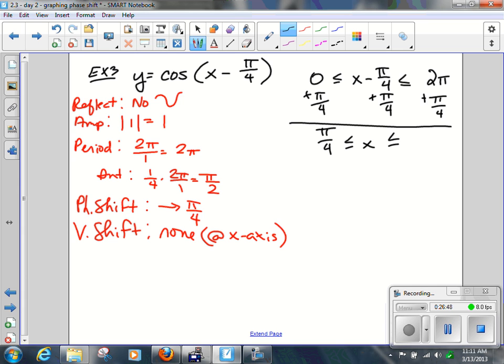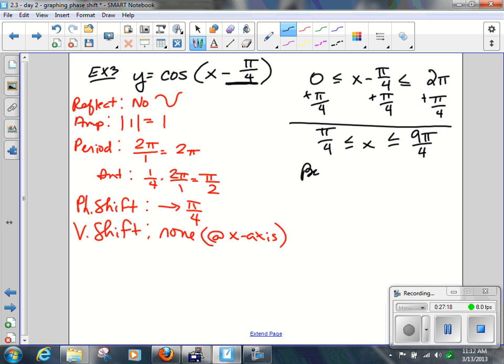Do you guys agree with that? Because phase shift is this piece right here. It's going to be opposite, right this amount right there. So it's going to be right pi over 4 units. All right, so now let's see what's going to happen.